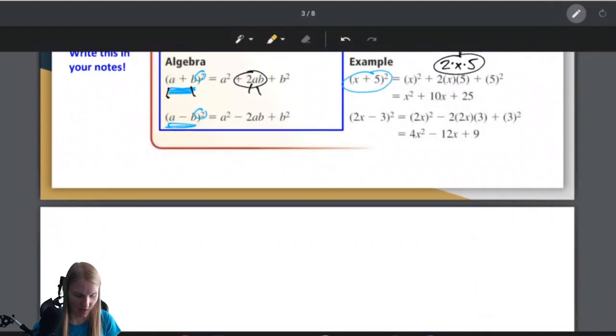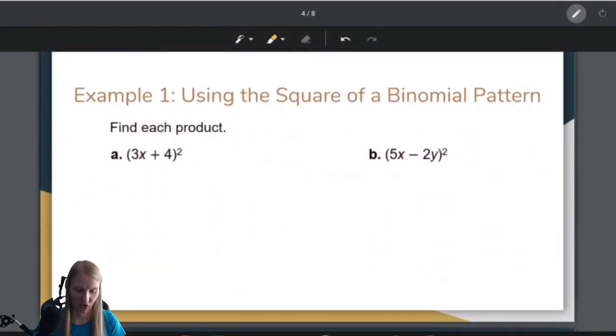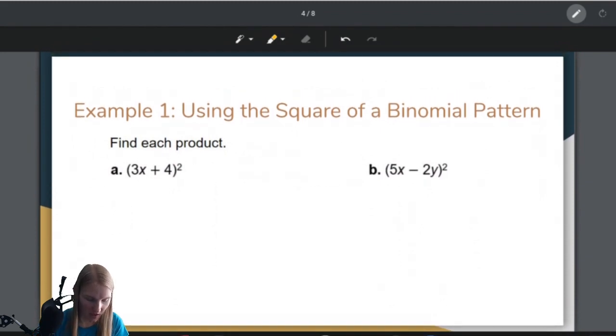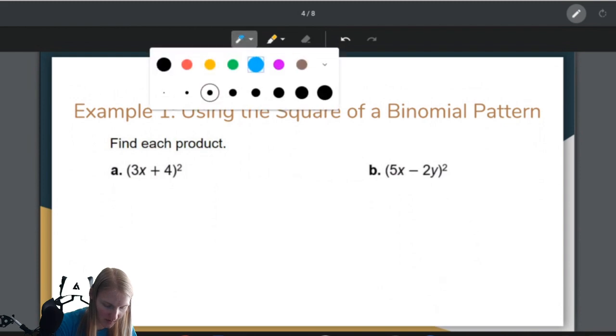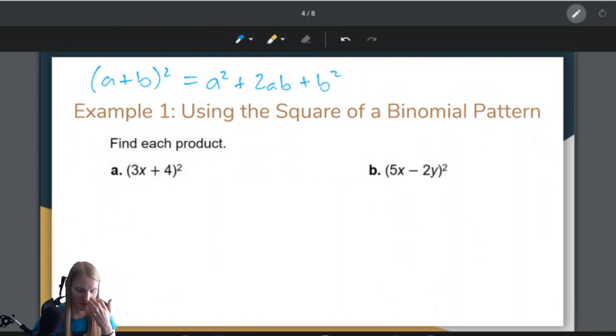Okay, so next we will move on to the example, using the square of a binomial pattern. So first thing I'm going to do is I'm going to rewrite that pattern. I'm going to rewrite (a plus b) squared was equal to a squared plus 2ab plus b squared. Okay, all right. So you can do this the foiling way, or you can do it the pattern way. I'm going to do it the pattern way because I think it's easier.